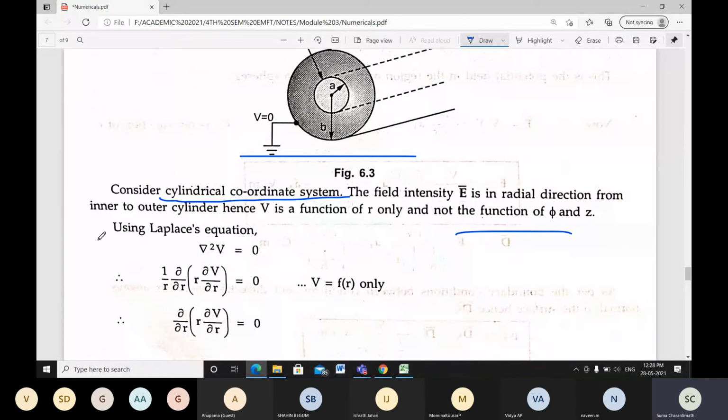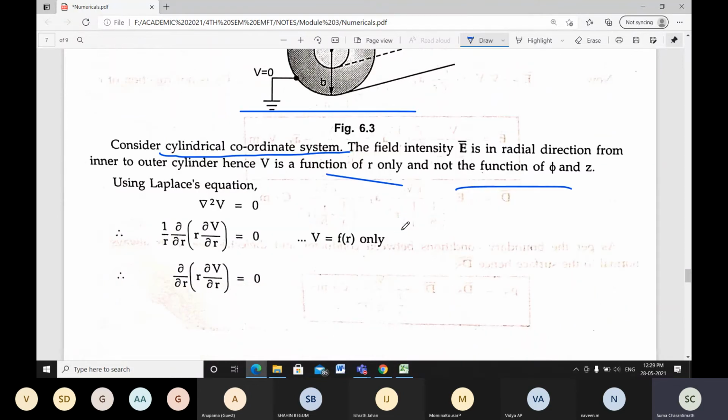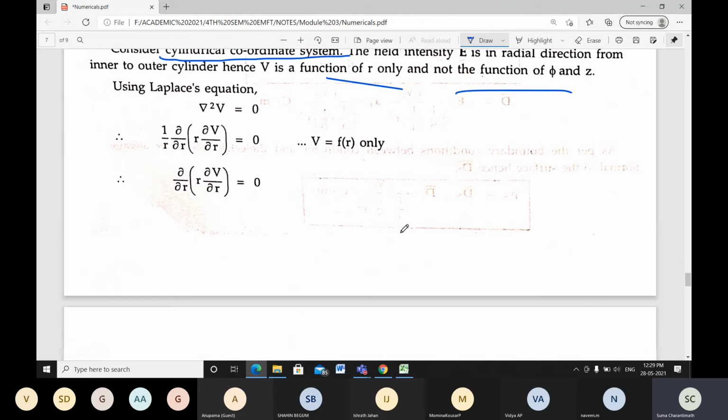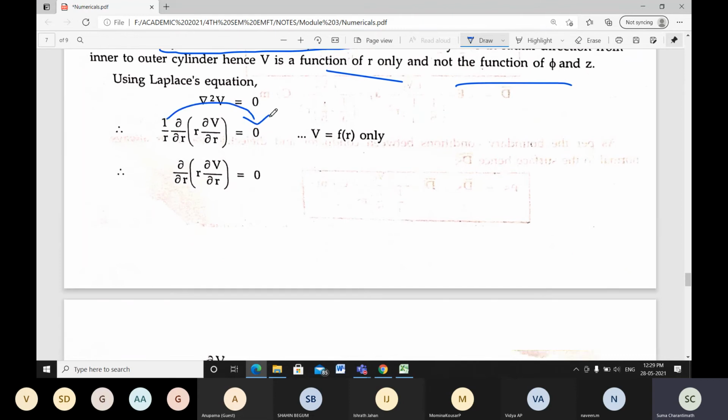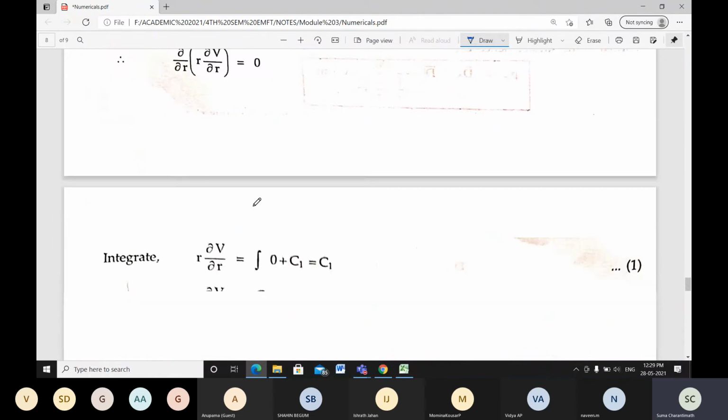Then using the Laplace equation, that is del squared V is going to be equal to 0. Then 1 by R dou by dou R of R into dou V divided by dou R is going to be equal to 0. It is the function with respect to R. Then taking R this side, again the same steps. Then dou divided by dou R of R into dou V divided by dou R is going to be equal to 0. And next is what?